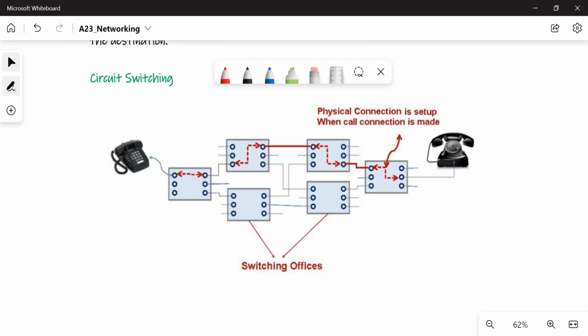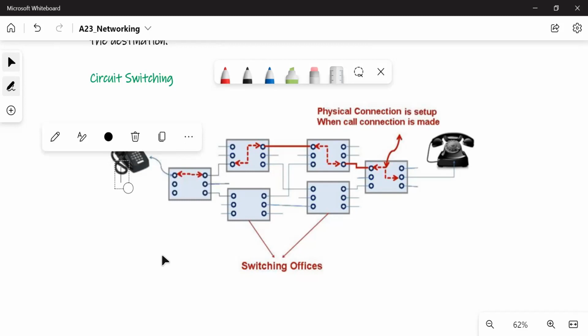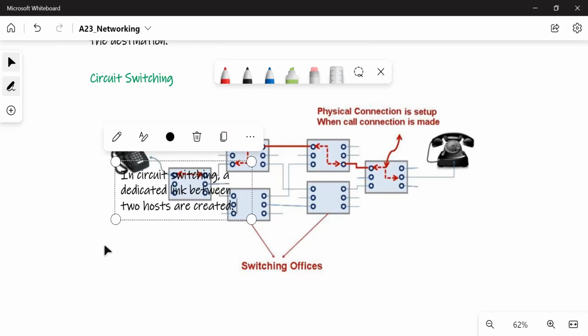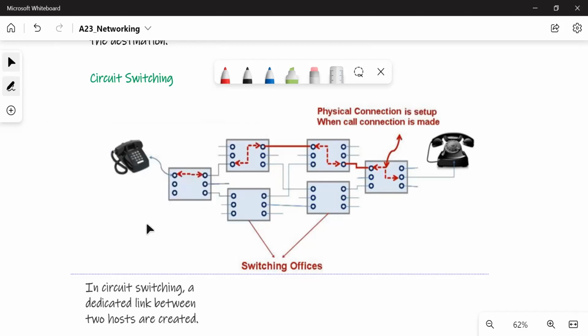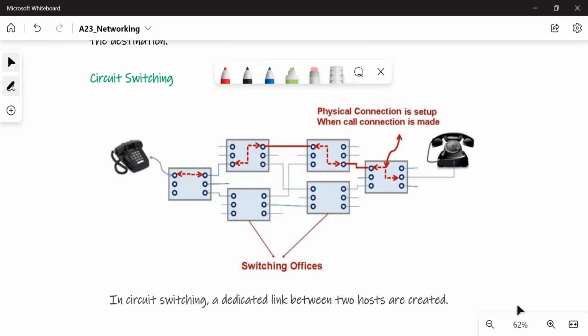So we can say in circuit switching, we are going to create a dedicated link between 2 hosts. Okay, so let's take down this.